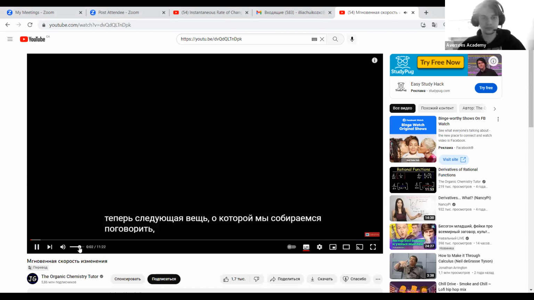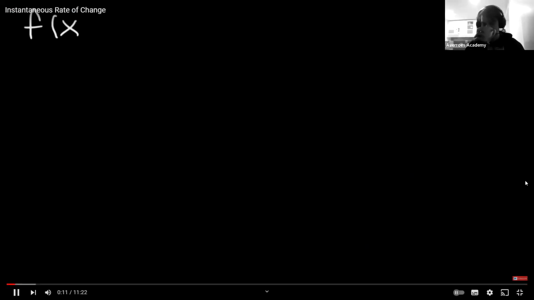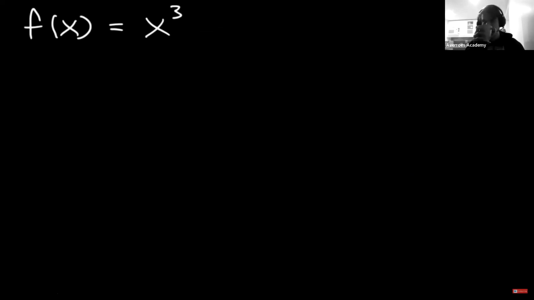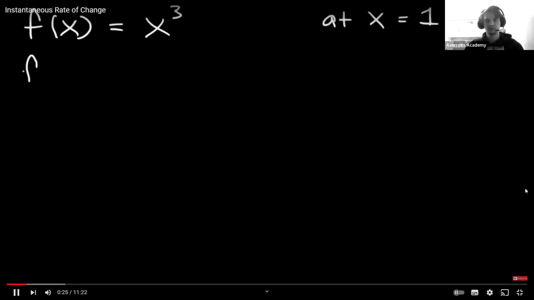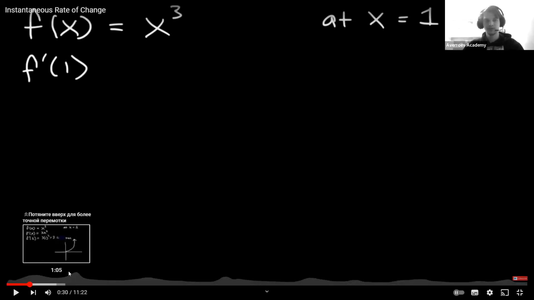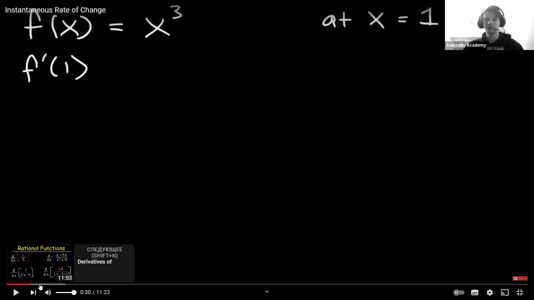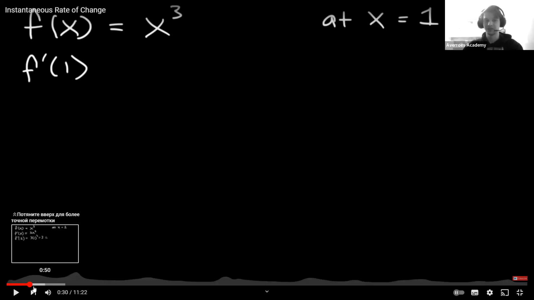Now, the next thing we're going to talk about is the difference between the average rate of change and the instantaneous rate of change. So let's say you're given a function f of x is equal to x cubed, and the question asks, what is the instantaneous rate of change at x equal 1? The instantaneous rate of change is simply f prime of 1. You just got to find the first derivative. You see here, he's using another method to find the instantaneous rate of change. And that's how we're going to get to the derivatives from limits, okay?